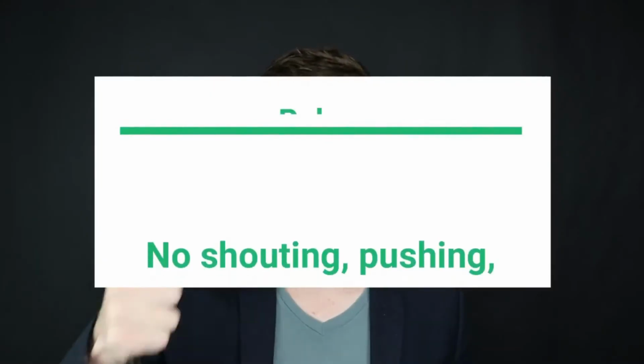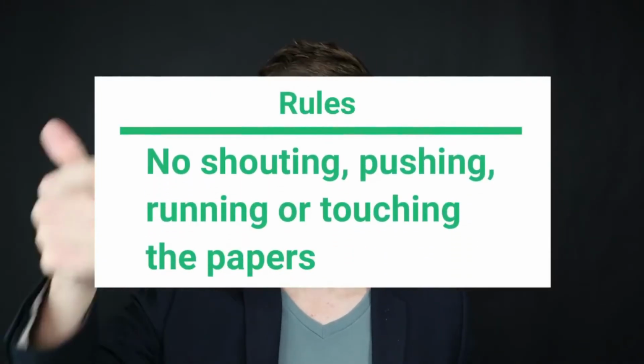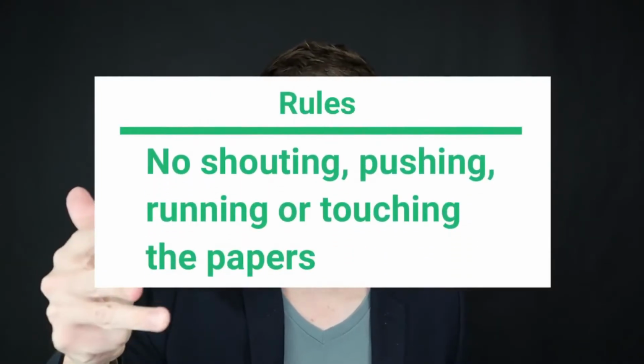Then you put the students into small groups. Tell them that they have 5 minutes to run around the class and to read all the information they can. This is really fun because the students are very active. They're running around and they have to read and memorize all the information they can. Remember to give them a couple of rules before they start. No shouting, no pushing, no running, no touching the papers. Otherwise you will minus points. This is a great way for students to get information in a fun way.